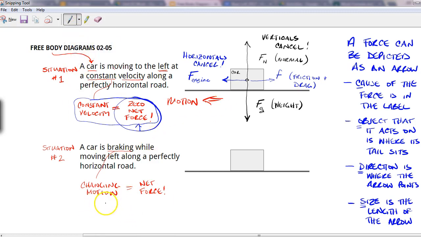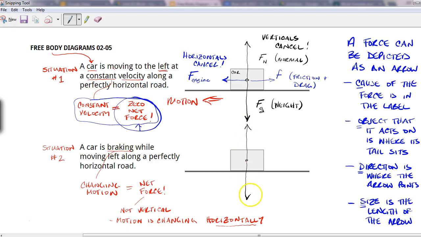Situation 2 is different because the car is braking when it's moving to the left. And so braking implies a changing motion, which means there must be a net force. And so the question is, where is that net force going to go? Well, we shouldn't expect to see it vertically because it's not changing its motion in the vertical direction. It's only changing its motion in the horizontal. And so as a result, we should see that maybe the verticals cancel out, but the horizontals do not. And that's exactly what we find.